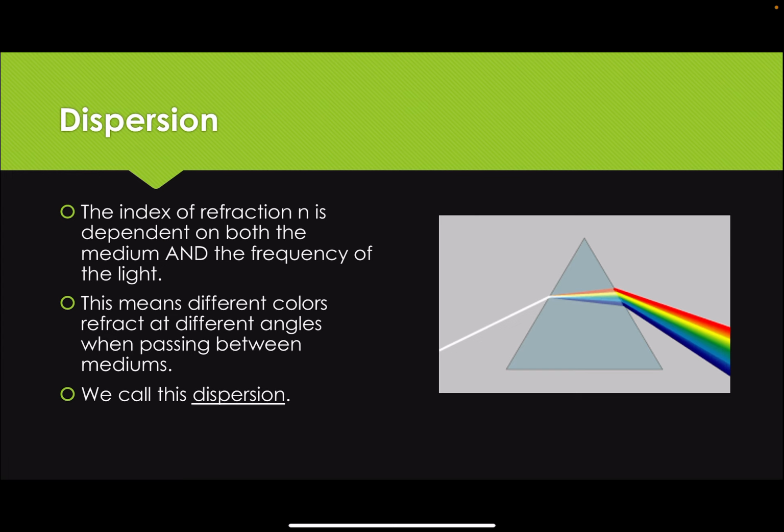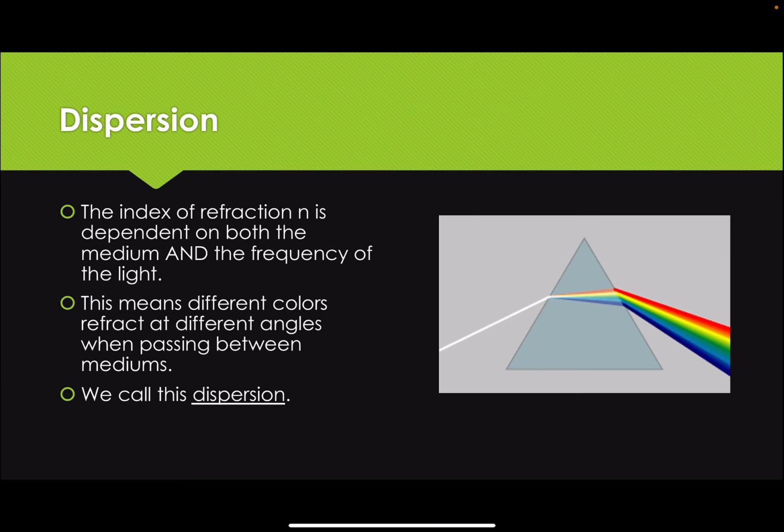This is important to know, that colors are different wavelengths, because it turns out that the index of refraction that we learned last time is dependent not only on the medium but also the frequency of the light. What this means for us is that red and purple light, different color lights, when they go through an object and have refraction, are going to bend at different angles, and we call this dispersion. And so you can see this in a prism.